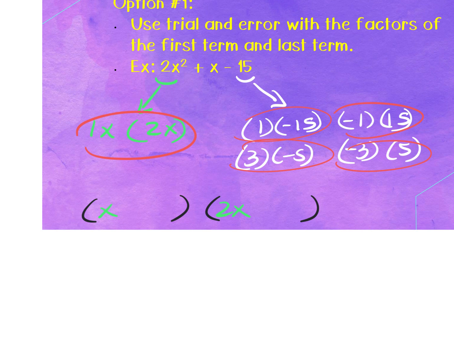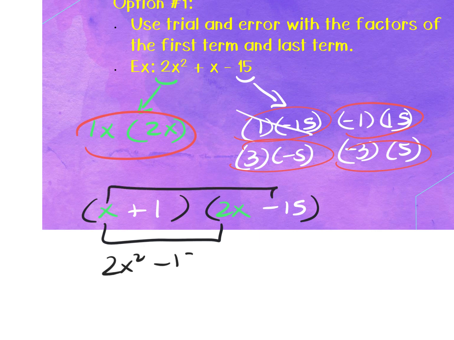So let me show you one where it's going to fail. Let me say I picked the first one, and I put in here 1 and negative 15. So let's say I try this one, and I'm going to FOIL it. This gives me 2x squared. This gives me negative 15x. This gives me positive 2x. And this gives me negative 15.